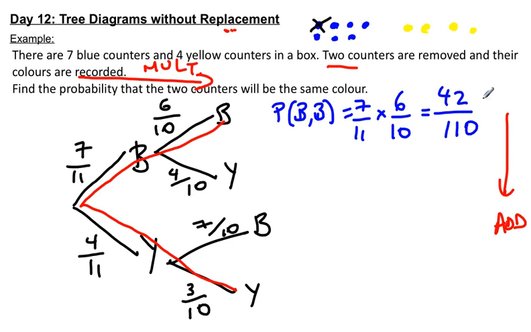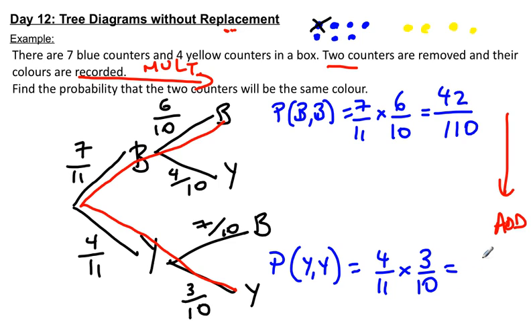Now you might be tempted to simplify this fraction. Tree diagrams is the only topic where I would say avoid simplifying, because you're going to add the fractions afterwards, so it's useful to have the same denominator. Okay, and then probability of yellow is 4/11 times 3/10, which is 12 out of 110.